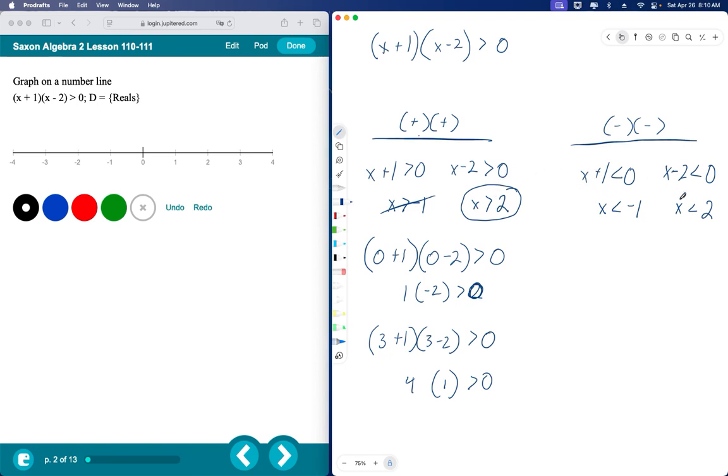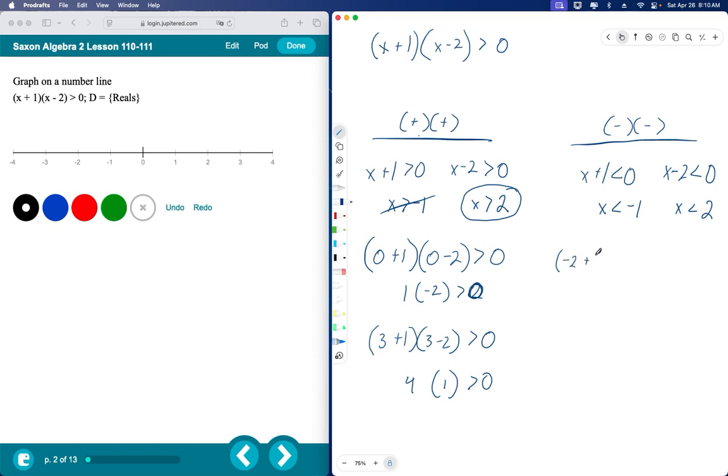If this one is true, then this one's not true. That's usually the way it works. Not always, so you have to test them all. So x is less than -1. A number less than -1 is -2. So we're going to substitute -2 for x.